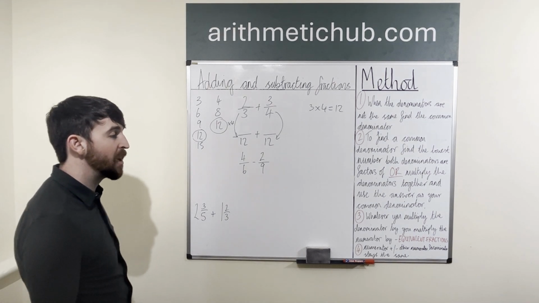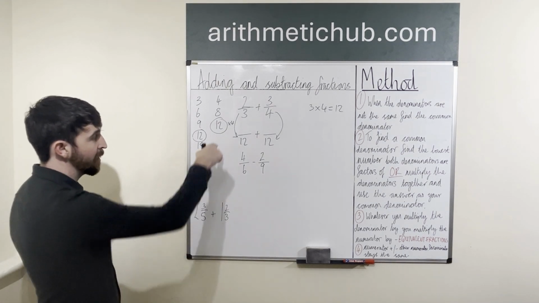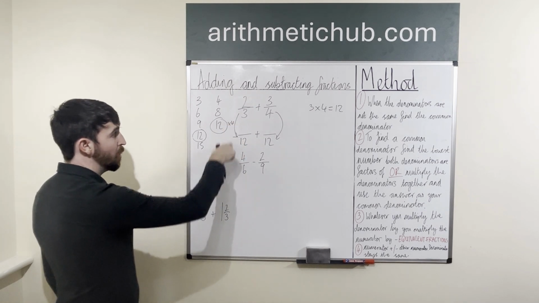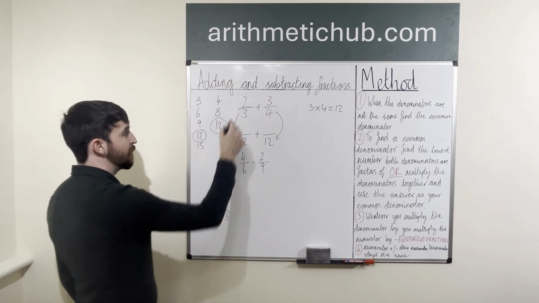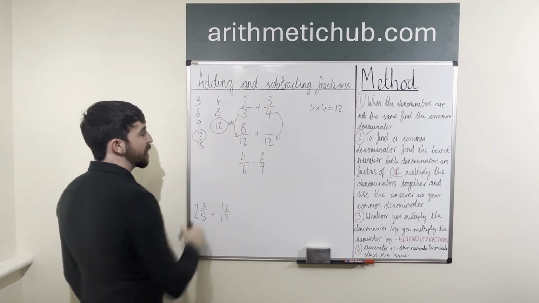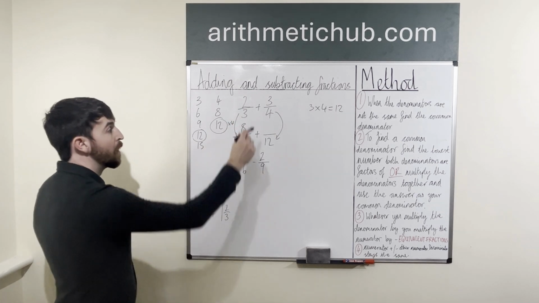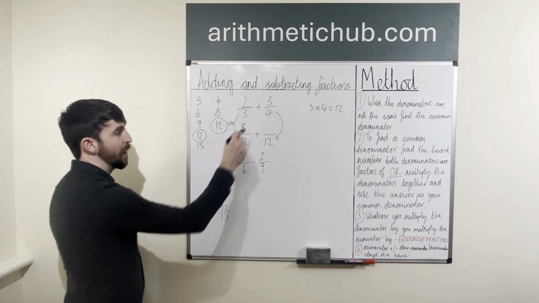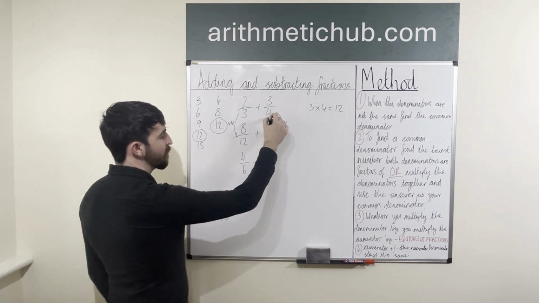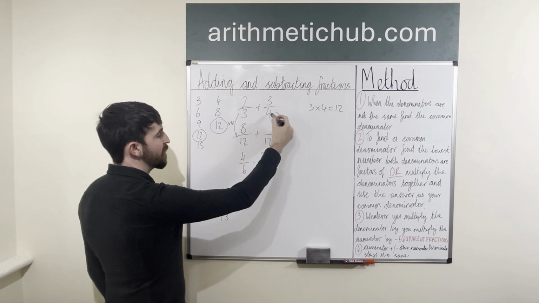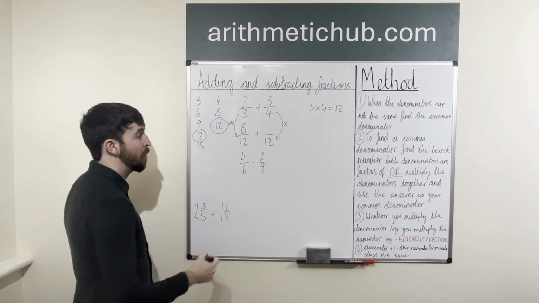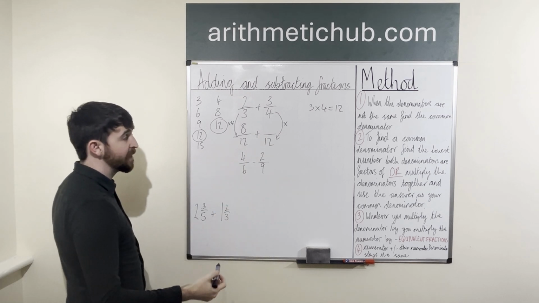Whatever you multiply the denominator by, you multiply the numerator by. I've multiplied the denominator by 4, so I need to multiply the numerator by 4. 2 times 4 is going to give me 8. Now I'll come over to this side, and I have to ask myself, what have I had to multiply 4 by to get to 12? Well, I know that 4 times 3 is going to give me 12.